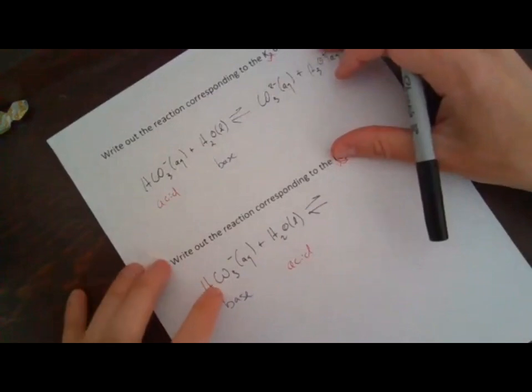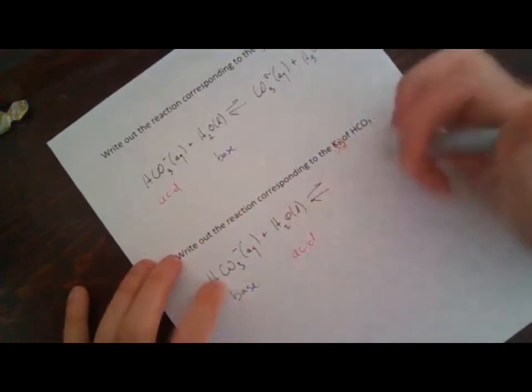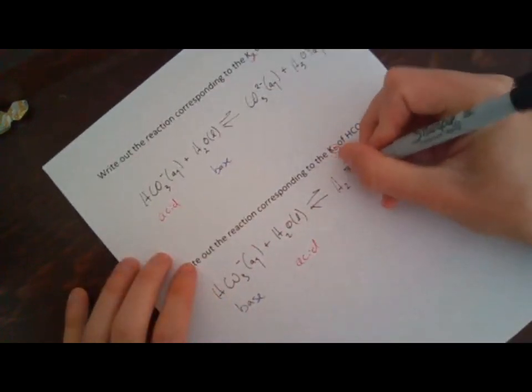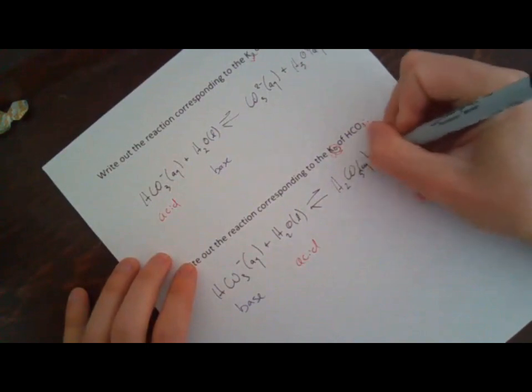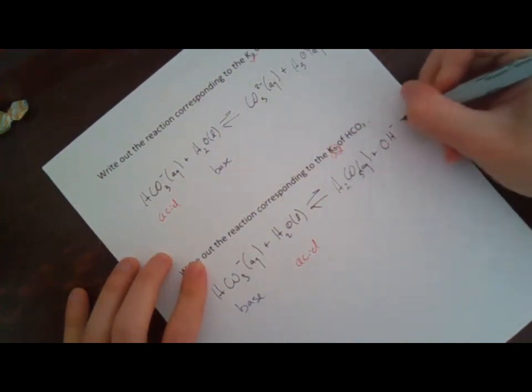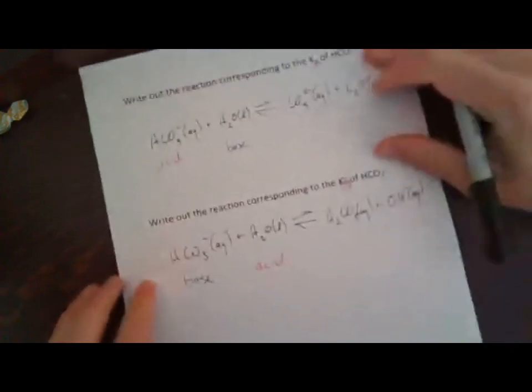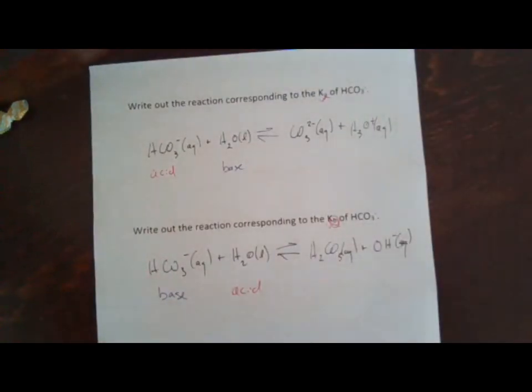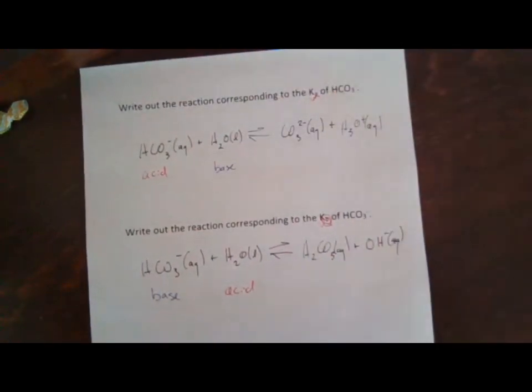And so if this thing is a base, it would be accepting an H plus from the water. You get H2CO3 aqueous plus hydroxide. So this is, again, just like the stereotypical acid reaction in water, the stereotypical base reaction in water, where that molecule is reacting with water, taking away an H plus from the water to produce hydroxide. And so these are the stereotypical reactions that we can deal with.